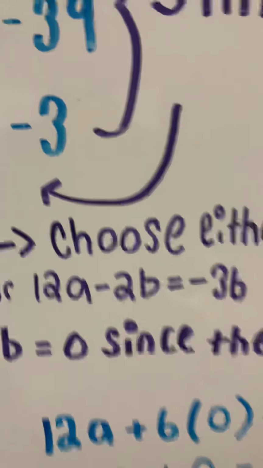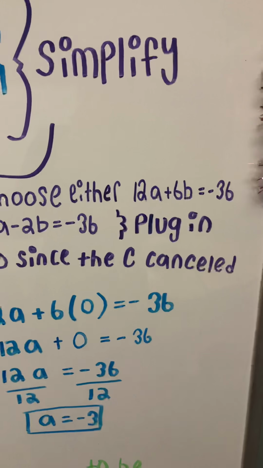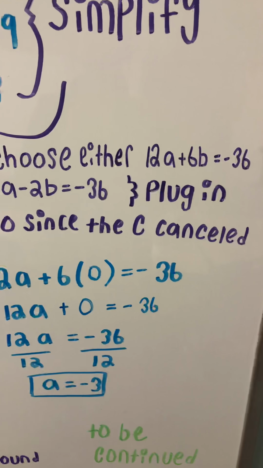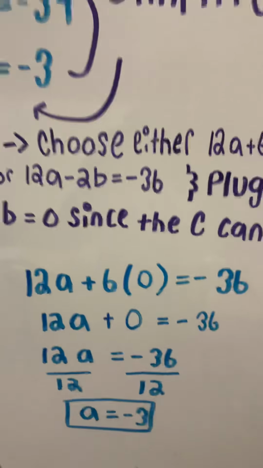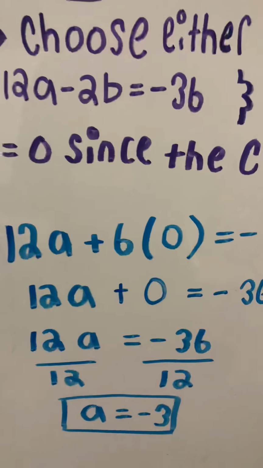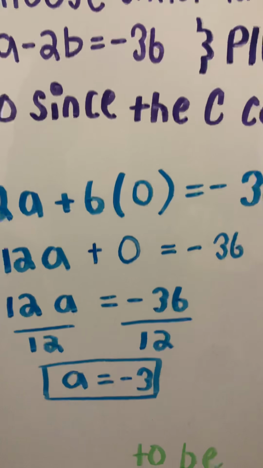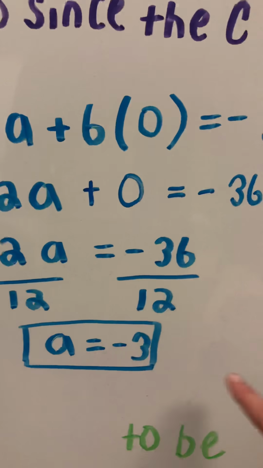So now you take this and you plug it in. You choose either 12a plus 6b equals negative 36, or 12a plus negative 2b equals negative 36. You plug in 0 since the c canceled. So you're left with 12a plus 6 times 0 equals negative 36. 12a equals negative 36. You'll get a equals negative 3.